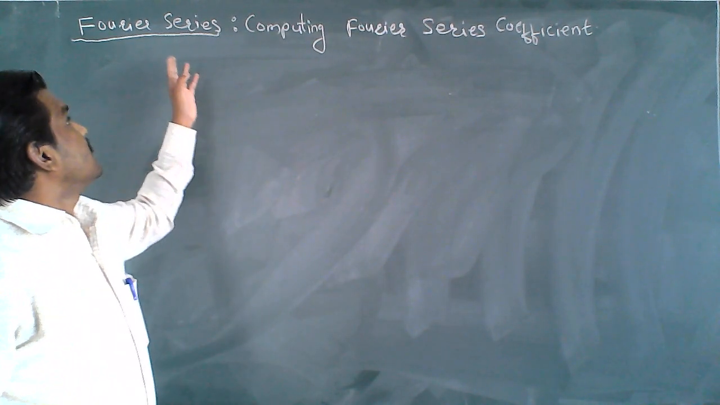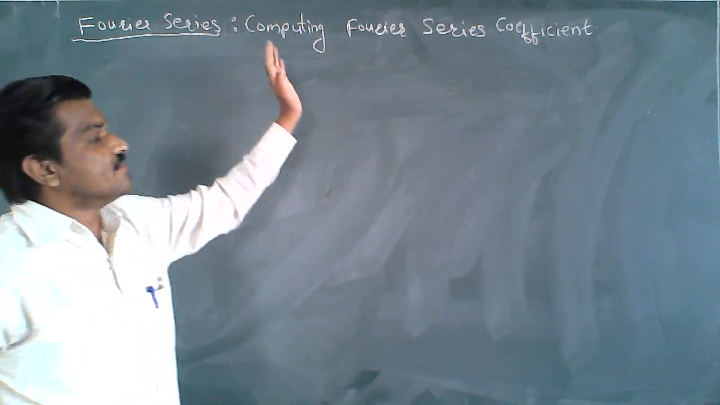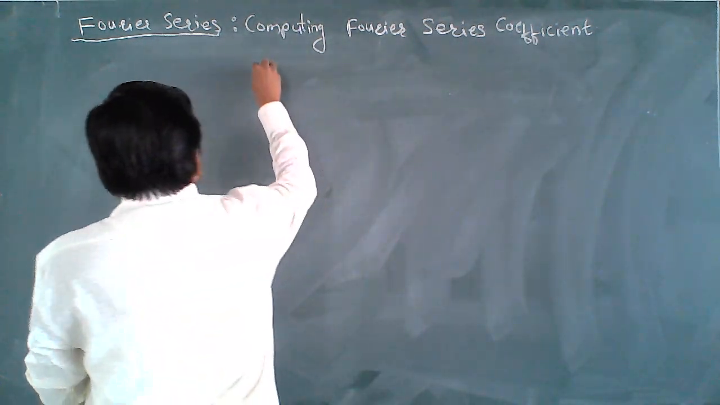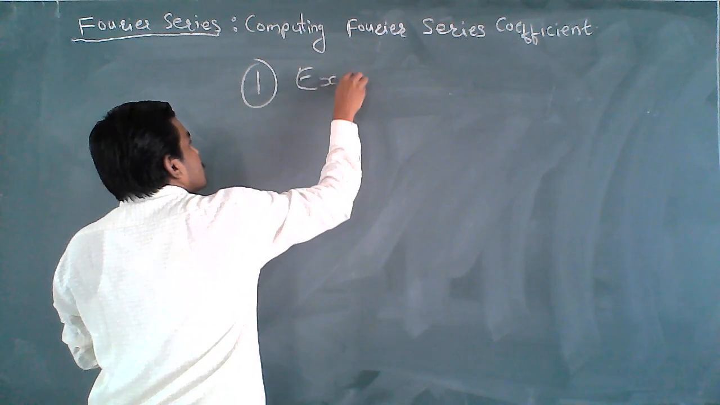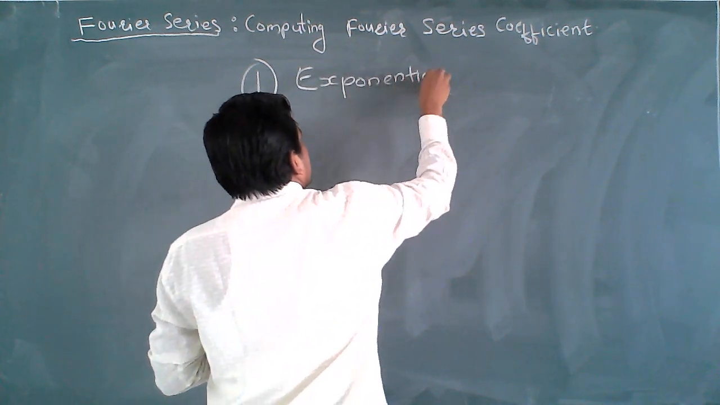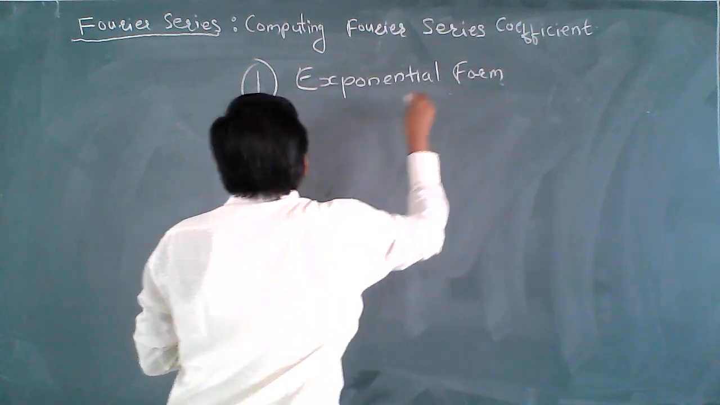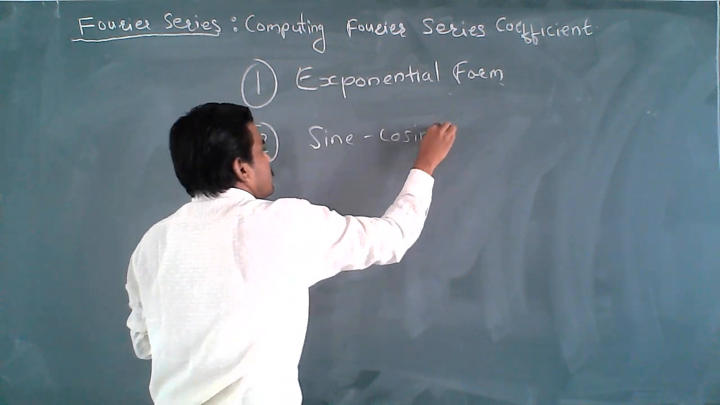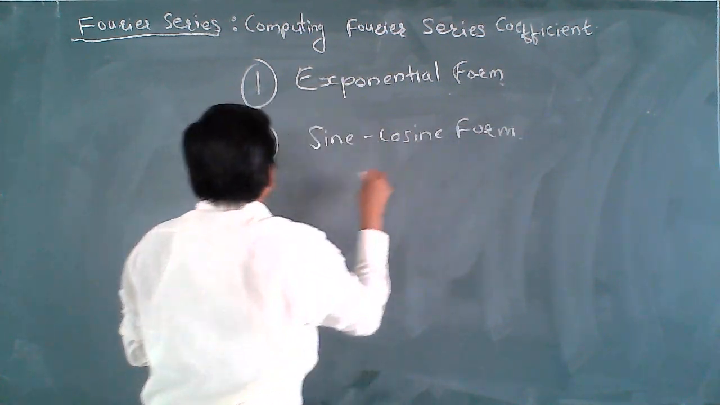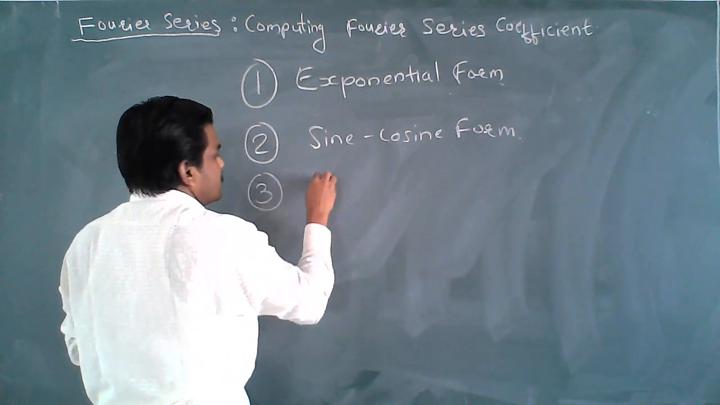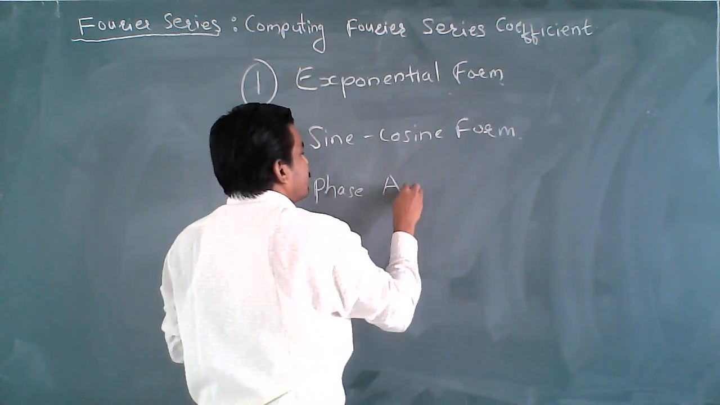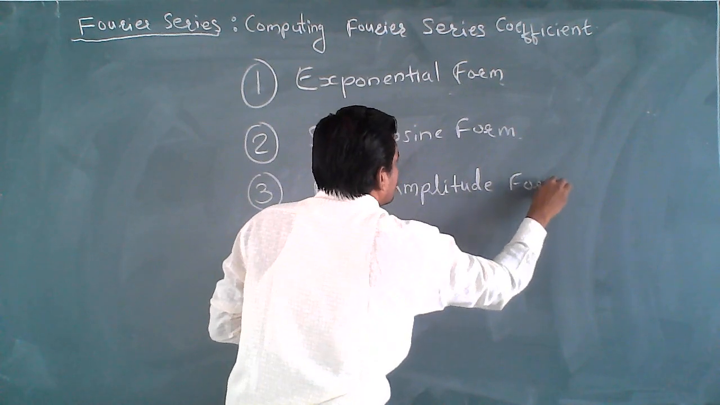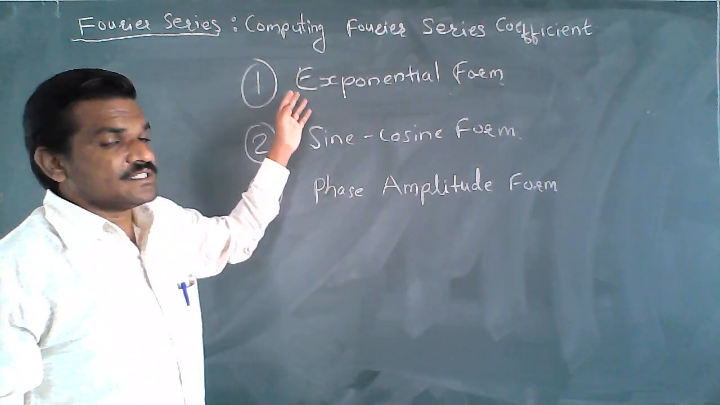Hello everyone. In the earlier class we have seen Fourier series and the introduction of Fourier series and its various forms. The first form we saw is the exponential form. The second form we saw is the sine cosine form, and the third form we saw is the phase magnitude, or you can say phase amplitude form. So these three forms and their equations we have seen.